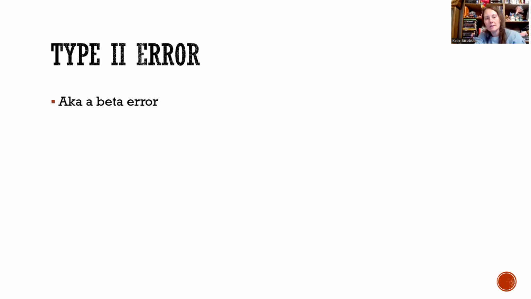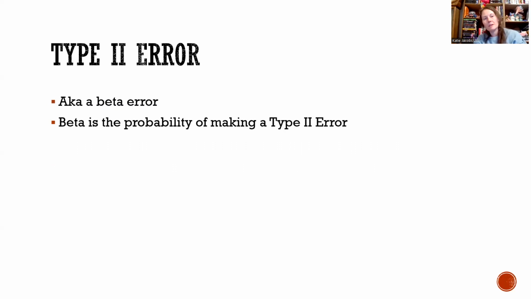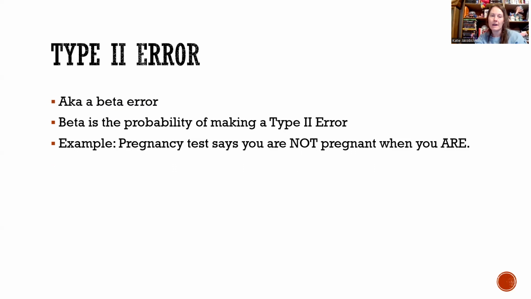A type 2 error then is a beta error. Beta is the probability of making a type 2 error with the results that we have. So an example would be a pregnancy test saying that you're not pregnant when you actually are.